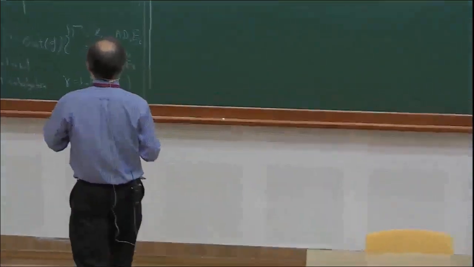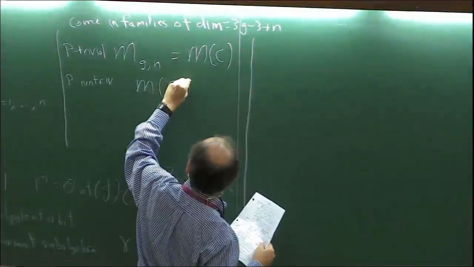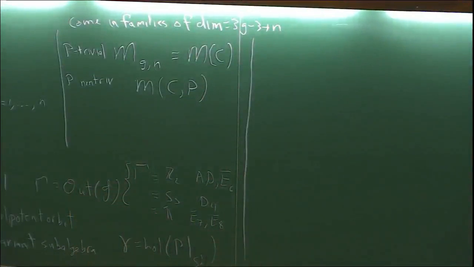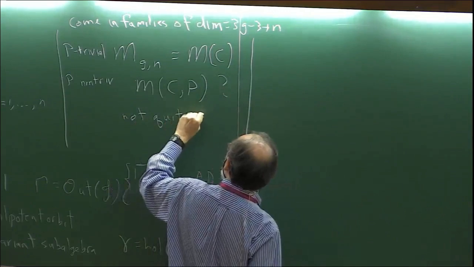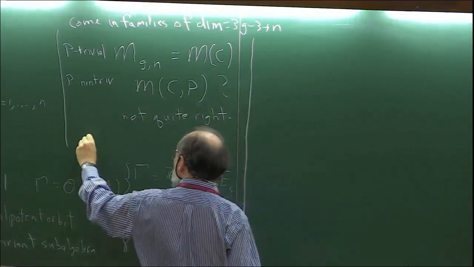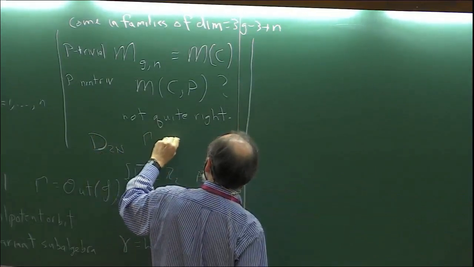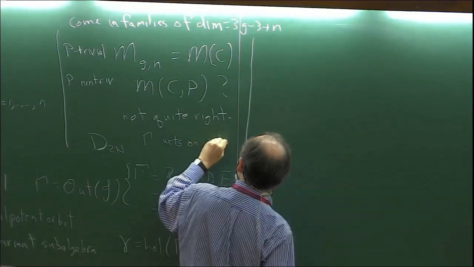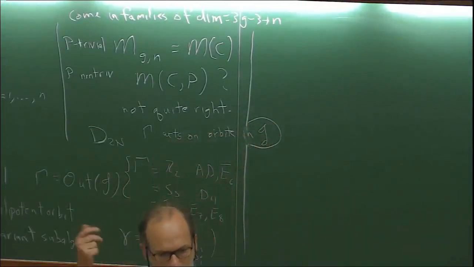So you might think that in this case, what we get is the moduli space not of punctured curves, but of pairs consisting of a punctured curve and one of these principal Gamma bundles. But this is not quite right. And the reason is that in D_{2n}, gamma acts on the set of orbits in J. So even if I have an untwisted orbit, right?